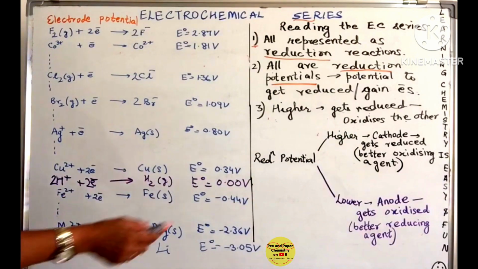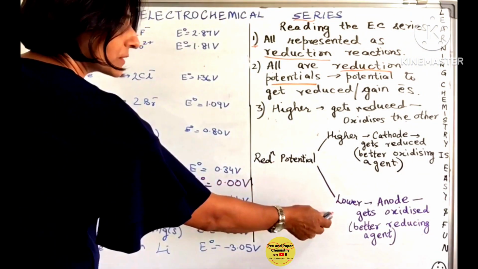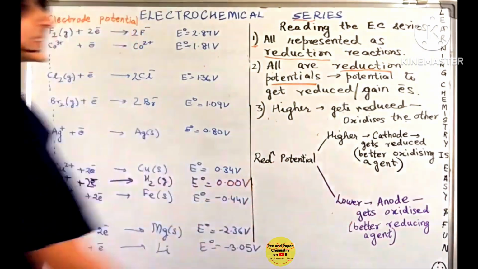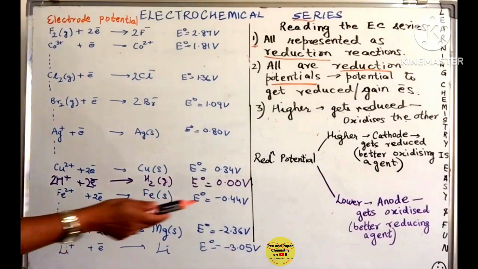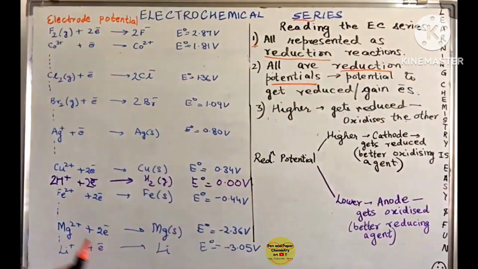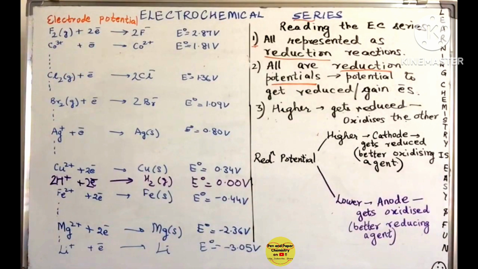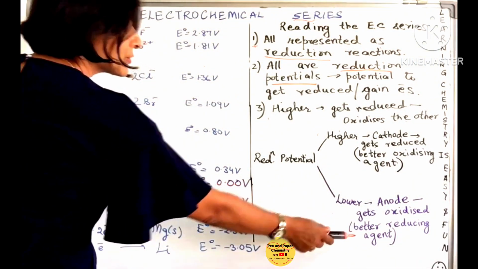And vice versa, lower the reduction potential, more is the tendency to get oxidized. Yes, more is the tendency to lose electrons. Hence, it will allow the other substance to gain that electron so easily, and this will become a better reducing agent.